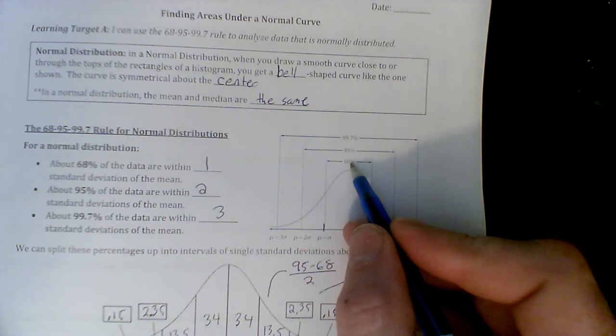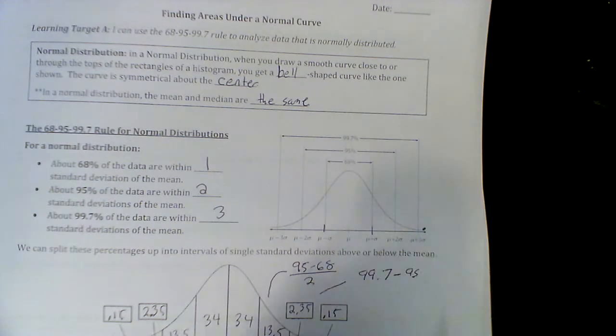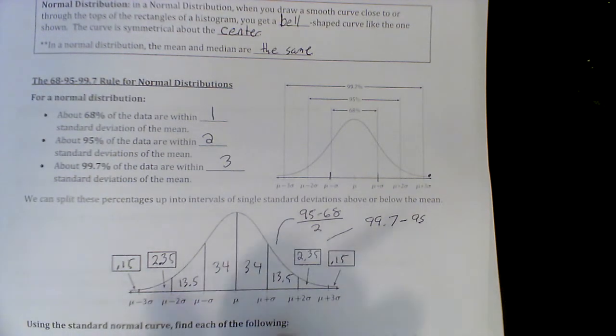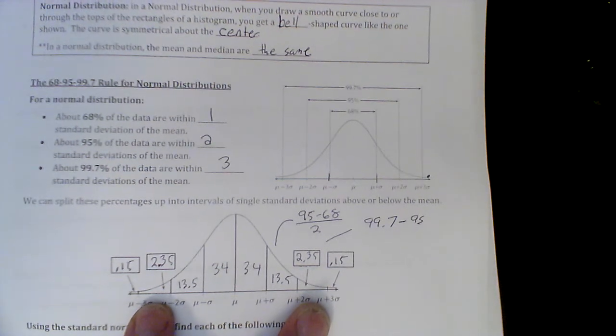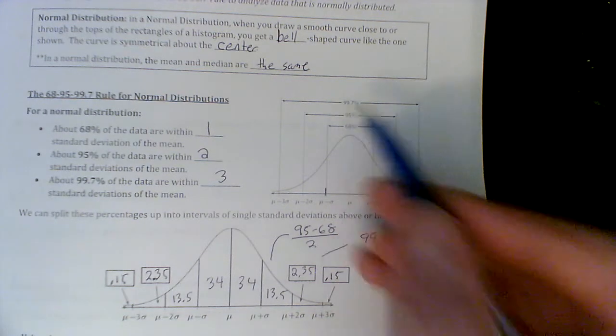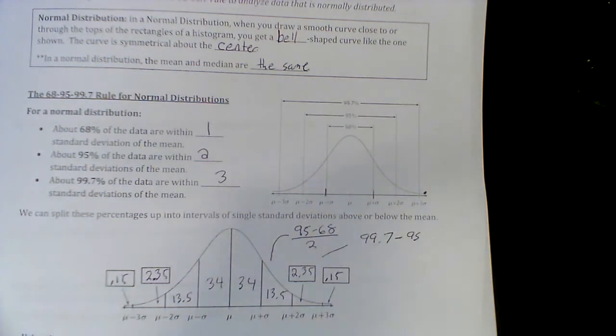So it would be 95 minus 68 divided by 2. That would give you each one of these areas right here, the 2 standard deviations. And if you read up top, it's 99.7 minus 95 divided by 2 that will get you 2.35, and then whatever's left over, we can see there's 0.3 not accounted for. Divide it in half, and you get 0.15.